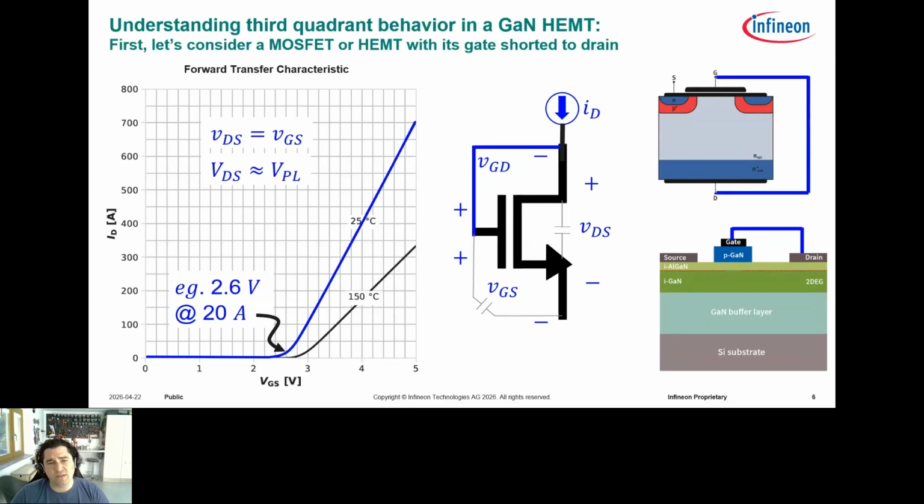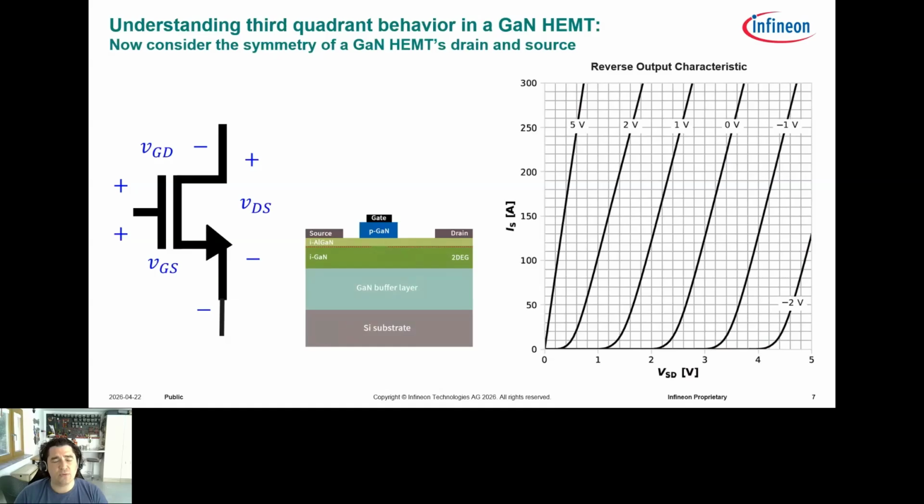So using the MOSFET or the GaN transistor in this way is basically forcing it into the saturation region at exactly the current you're trying to force, in a state that the channel can't support any higher current than that. So why are we talking about this strange scenario? Because it's actually not that different from what we're doing in the third quadrant in a GaN HEMT, what we would normally call body diode behavior.